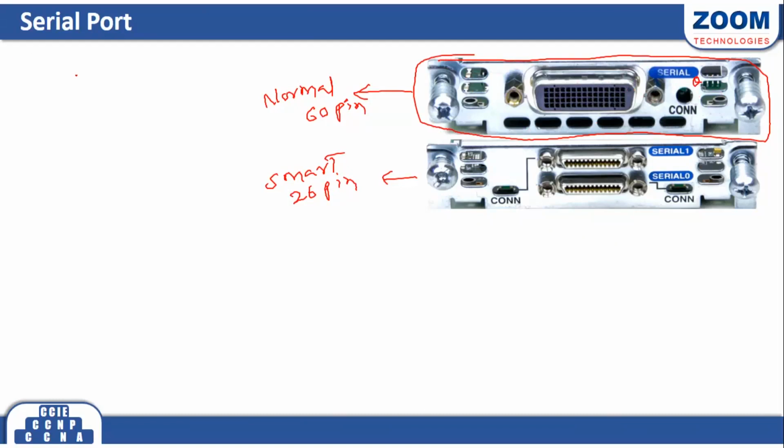See, in Cisco, generally we count numbers from 1, 2, 3, right? But technically we need to count from 0. Zero, 1, 2, 3 like this. So serial 0, only one port.